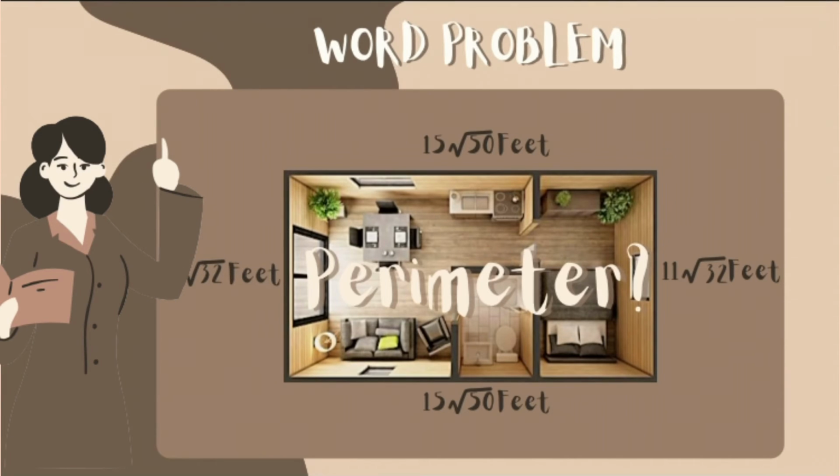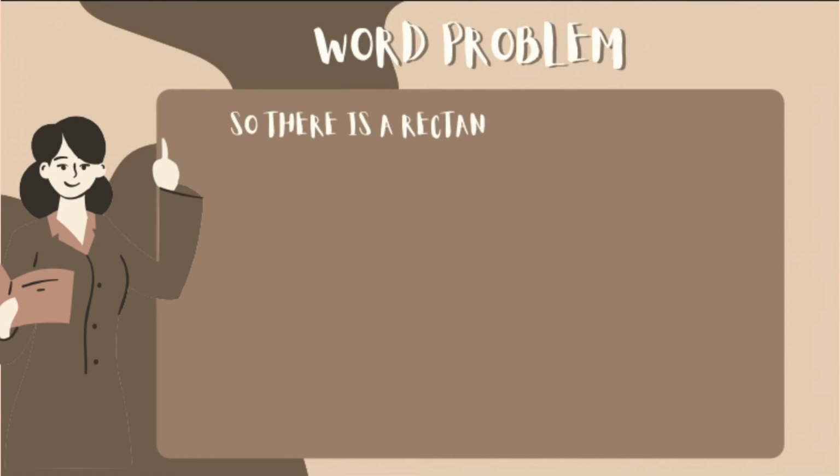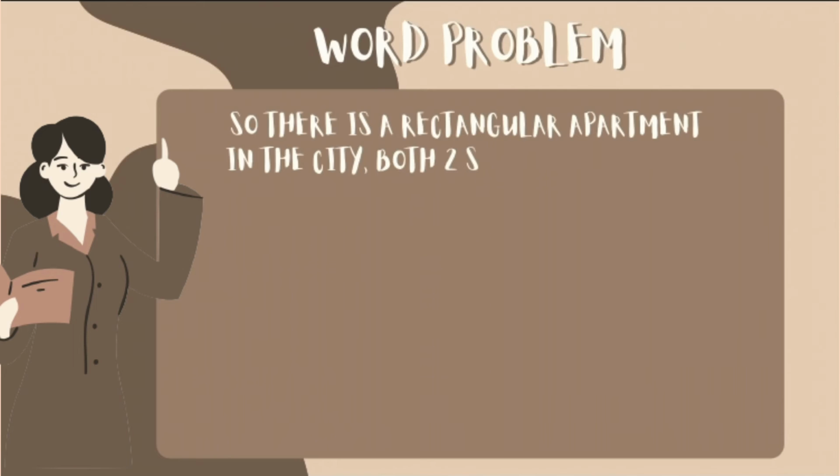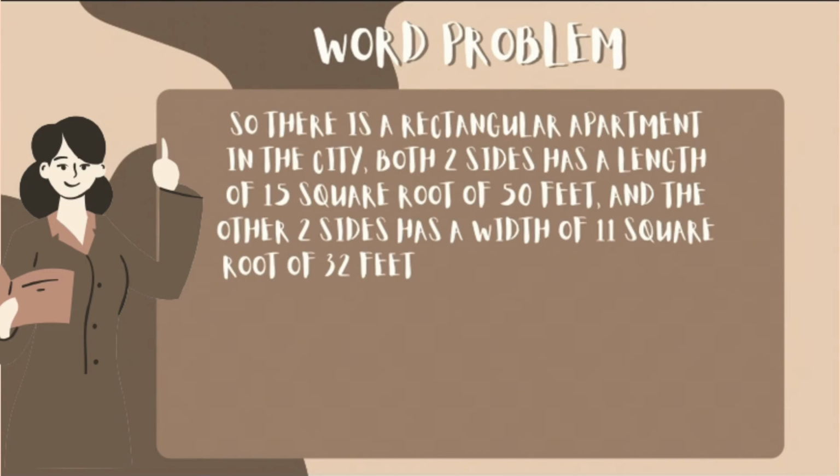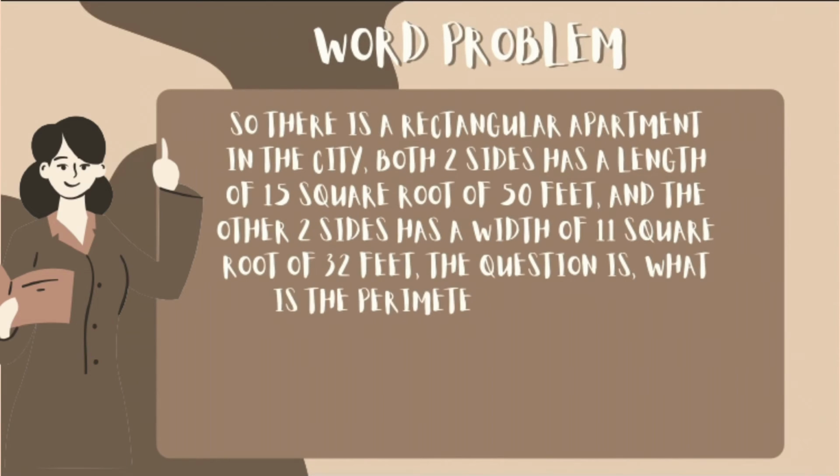Thanks, Sir Andren. But now, let's go back to the question. So there is a rectangular apartment in the city. Both two sides have a length of 15 square root of 50 feet, and the other two sides have a width of 11 square root of 32 feet. The question is, what is the perimeter of the room? As you can see, the 11 square root of 32 feet and 15 square root of 50 feet are not like radicals, which means we have to turn them into like radicals before adding them.